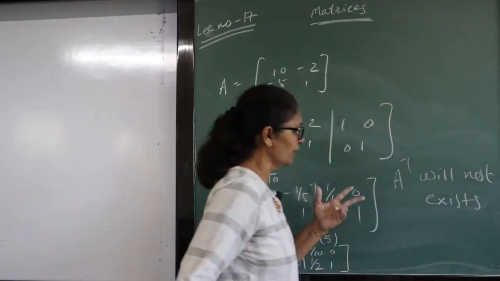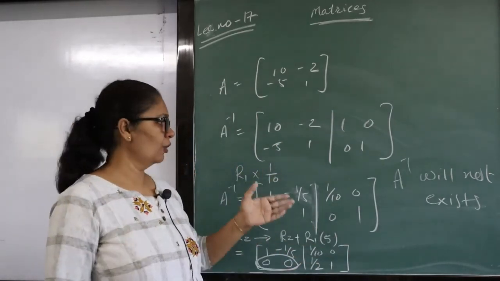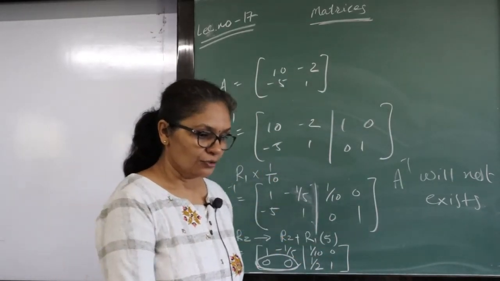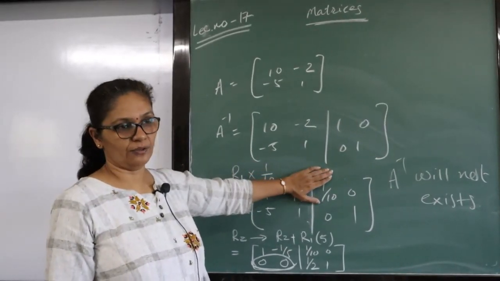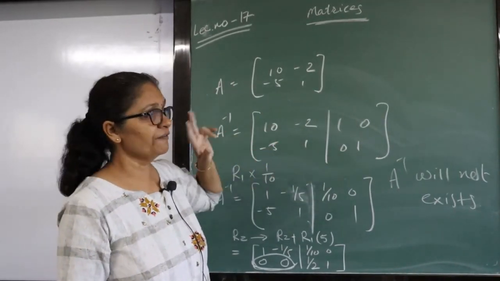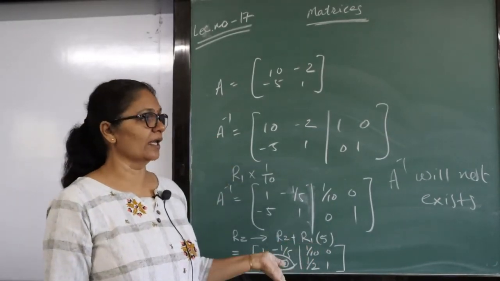So we learned two things: inverse exists or inverse does not exist. So for this class we stop here, that is the elementary row reduction method. In the next class we first discuss the 2 by 2 type only and then 3 by 3.